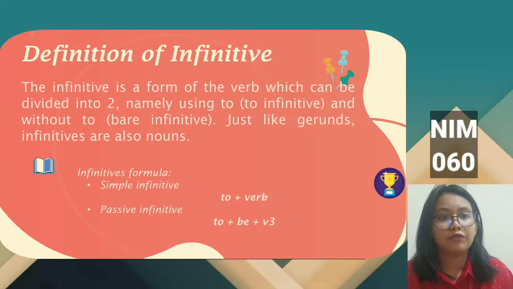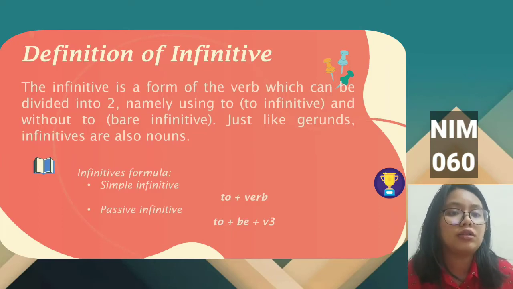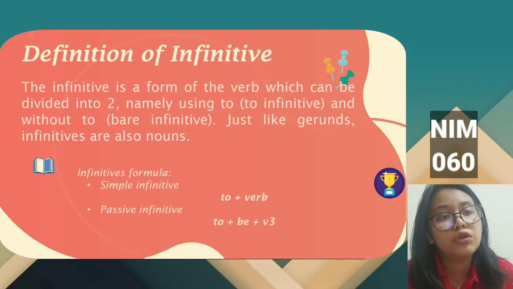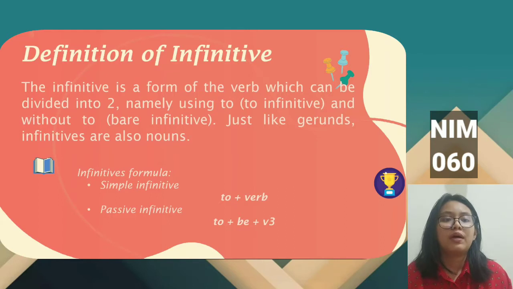The definition of infinitive. The infinitive is a form of the verb which can be divided into two. The first one is namely using to, or to infinitive, and without to, or bare infinitive. Just like gerund, infinitive is also a noun. There are two infinitive formulas. The first one, the simple infinitive, whose pattern is to plus verb, and the second one is passive infinitive. The pattern is to plus be plus verb 2.